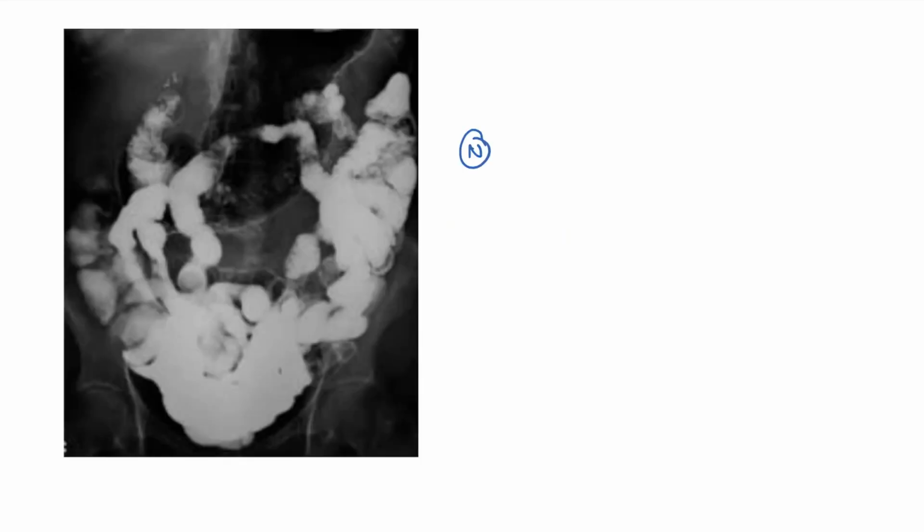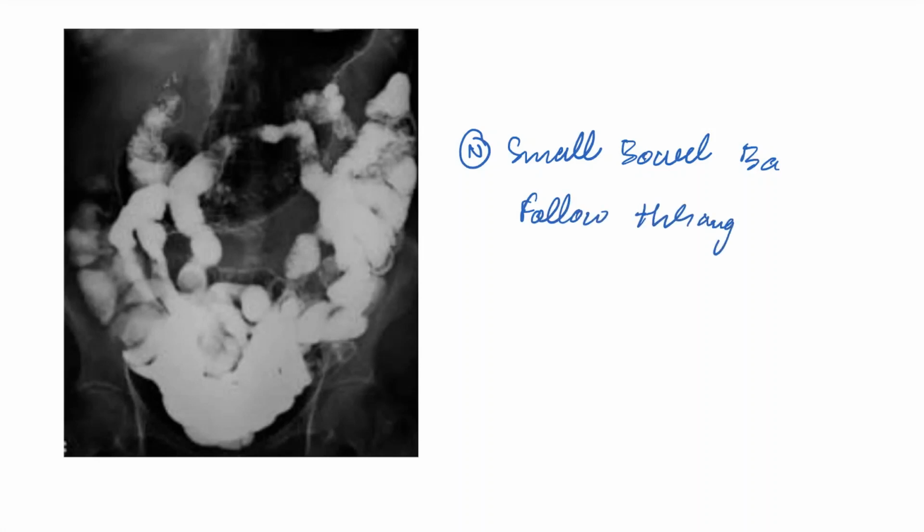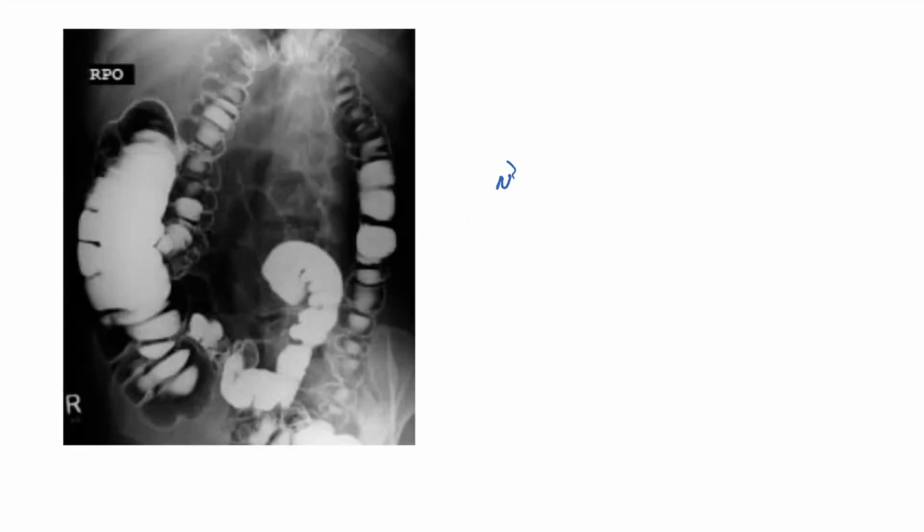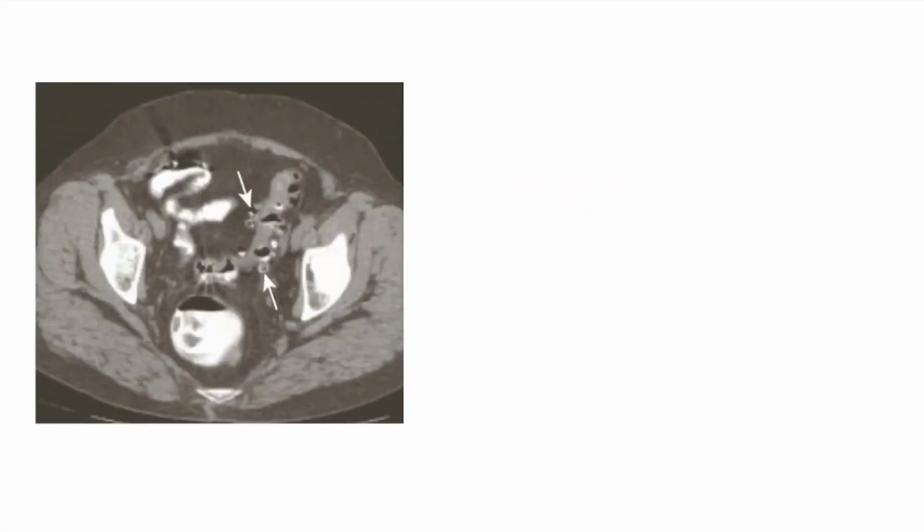This shows normal small bowel barium follow through. Again, this is a normal small bowel. This is normal air contrast barium enema. You can visualize the colon.